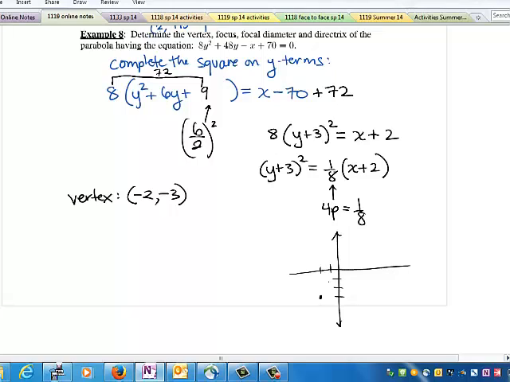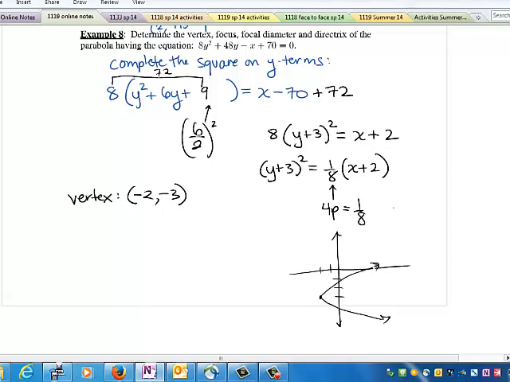Because y is squared, we know this opens to the right or left. Because 4p is positive, we know it opens to the right. So something like that. And it'll actually be quite a bit narrower than that. So let me just sketch it narrower. So that's kind of the visual image we want to be thinking about as we put the rest of this together.